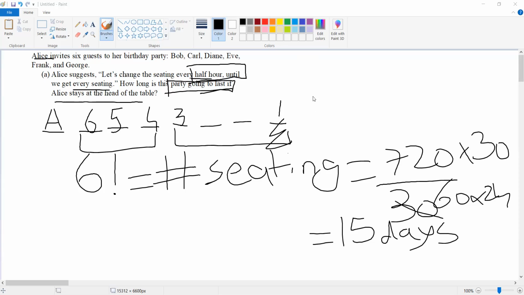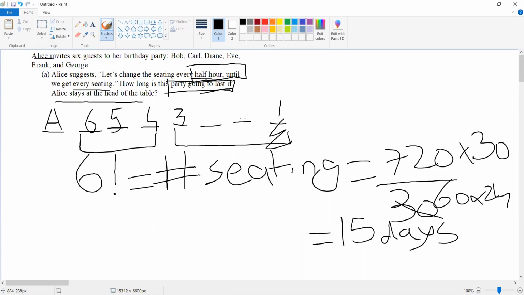The 720 is the 6 factorial. The 720 into 30 is the half an hour, divided by 60 for a full hour and multiplied by 24, that is for the days. 6 factorial because you have 6 factorial seatings. So generally the seatings is 6 factorial, that's it.